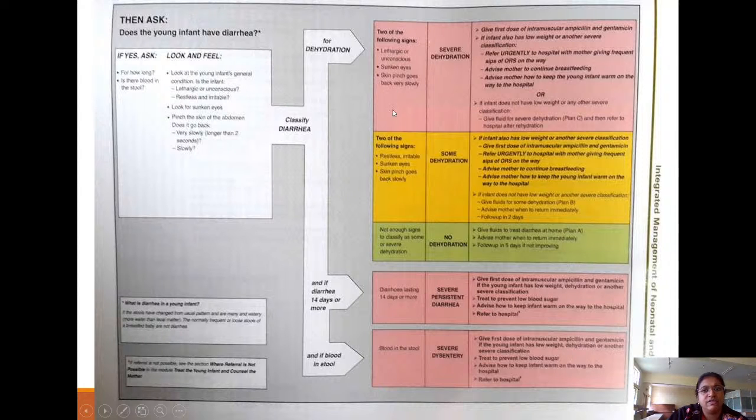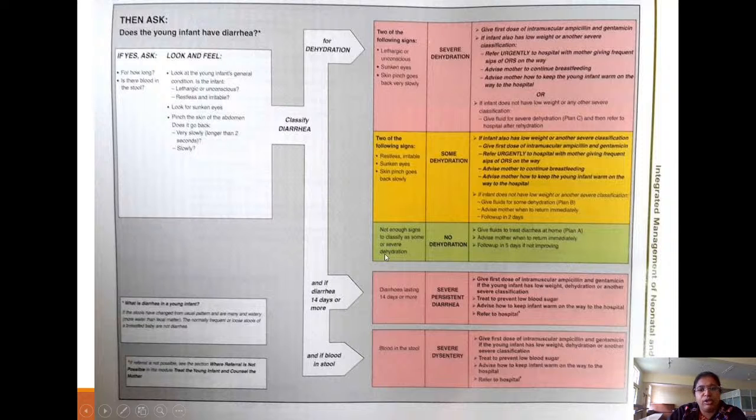Now he is not having features of severe dehydration, but he has 2 or more features of some dehydration. In similar way, in some dehydration also you have to see if the child is having low weight and severe disease fitting into any severe classification. Then you are going to first give ampicillin and gentamicin and immediately refer the child, giving frequent sips of ORS on the way, continuing breastfeeding and keeping the baby warm. If not, then give fluids according to plan B, and once he has recovered from plan B, you can discharge the baby and tell the mother when to return immediately.